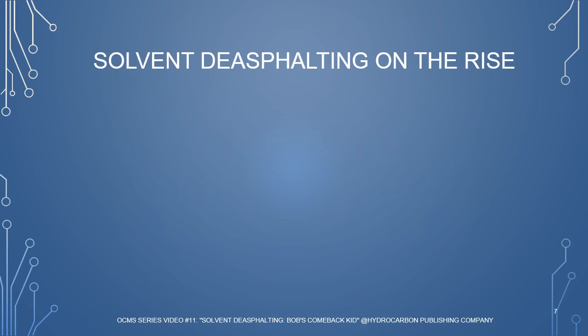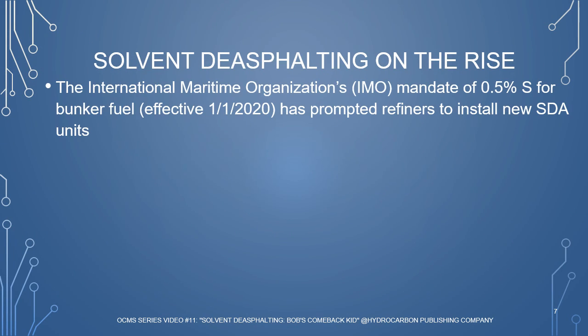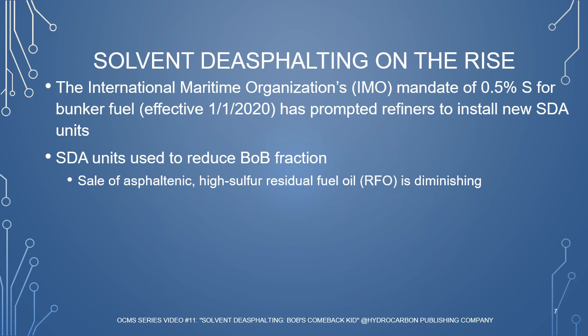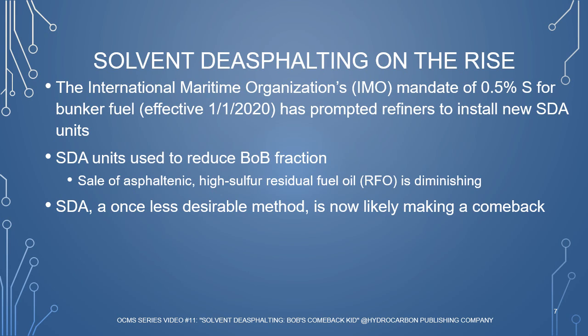The International Maritime Organization's or IMO's mandate of 0.5% sulfur for bunker fuel, which would take effect starting January 1, 2020, has prompted refiners around the world to install new solvent deasphalting units to reduce the bottom of the barrel fraction due to the diminishing sale of residual fuel oil or RFO. Solvent deasphalting, once a less desirable method to upgrade bottoms, is now likely making a comeback.